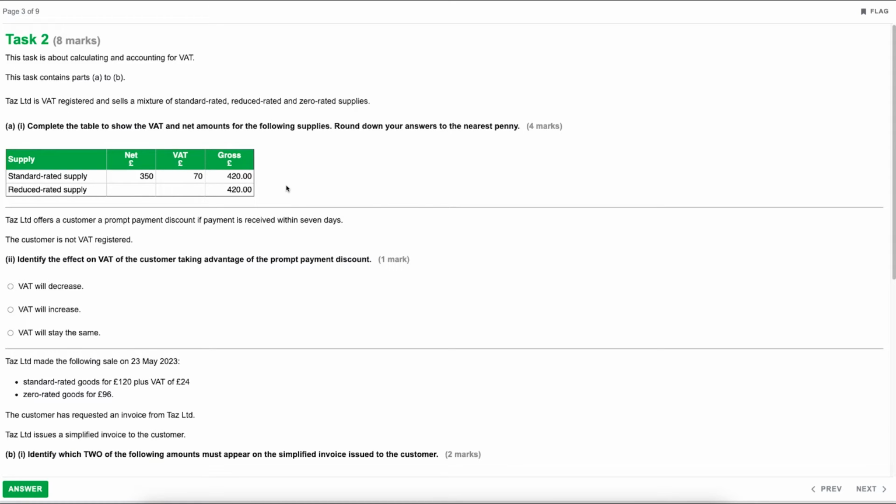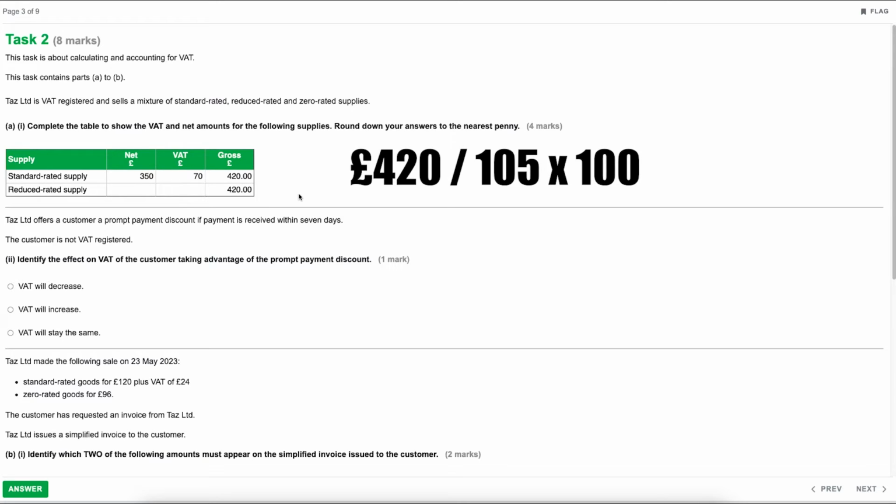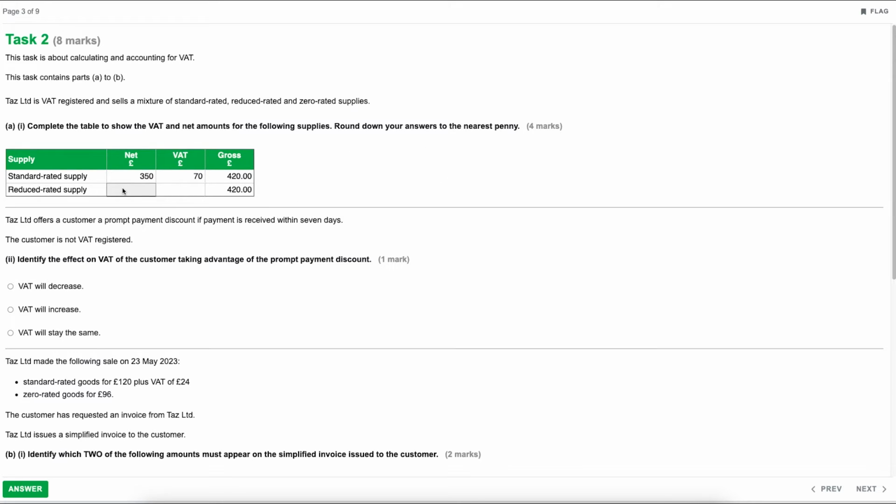Now on the reduced rated supply, because this is now 105%, we would do 420 divided by 105 to give us 1%, and multiply by 100. That gives us a net amount of £400. We can then repeat the same process: 420 divided by 105 and multiplied by 5 to get the VAT amount, or just do the difference between the net and the gross, and that gives you 20.